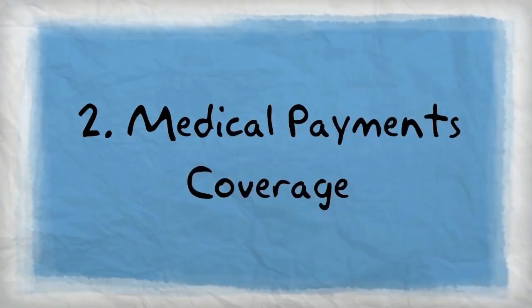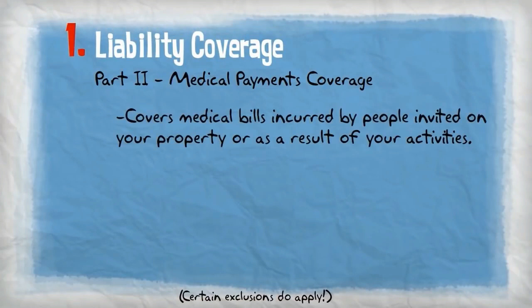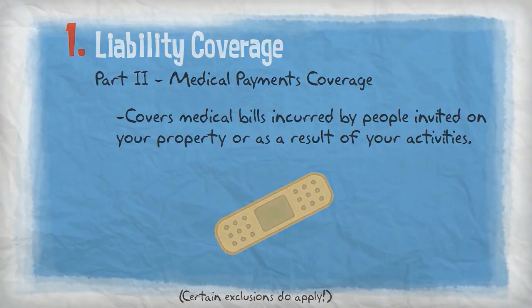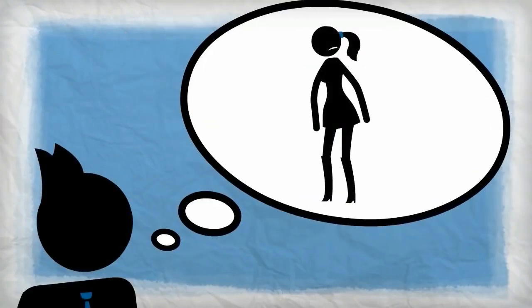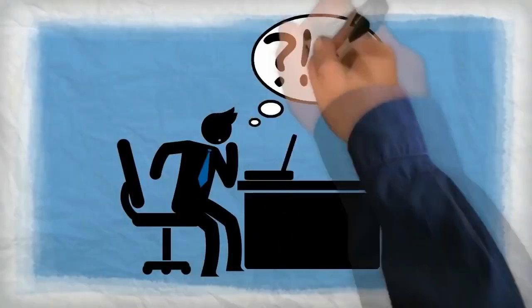The second liability coverage provided in your homeowner's policy is medical payments, which covers medical bills incurred by invited people who are injured on your property or as a result of your personal activities. Remember your injured cookout guest? Medical payments coverage would help cover the cast and stitches they received due to their injuries.